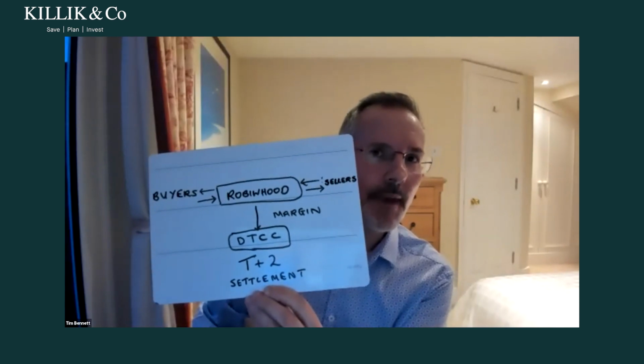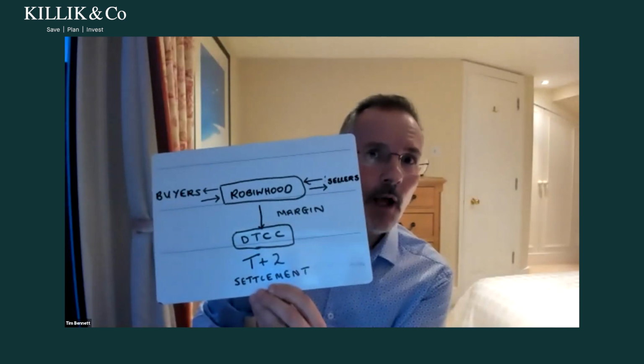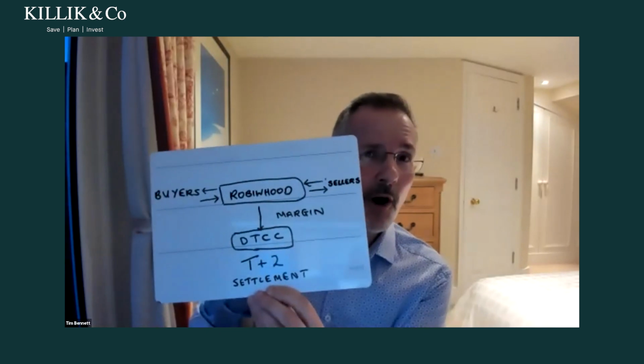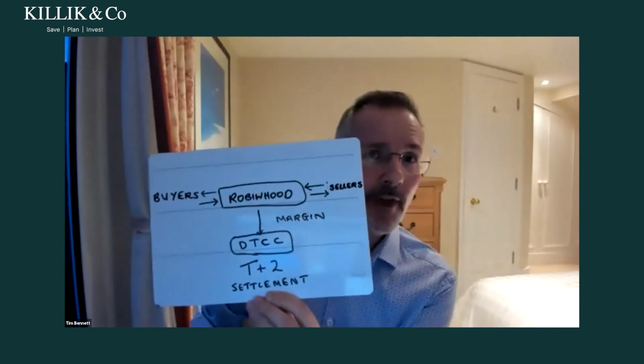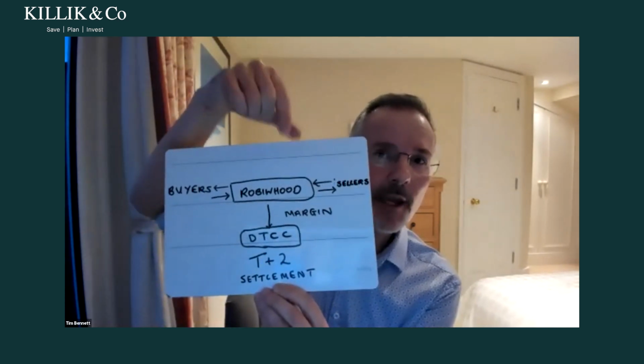And a stable market means that if somebody agrees to buy shares, they will pay for them. And if someone agrees to sell shares, they will deliver them. Because otherwise the market would be chaos. You'd have people making promises they can't keep. So the DTCC margin people like Robinhood.